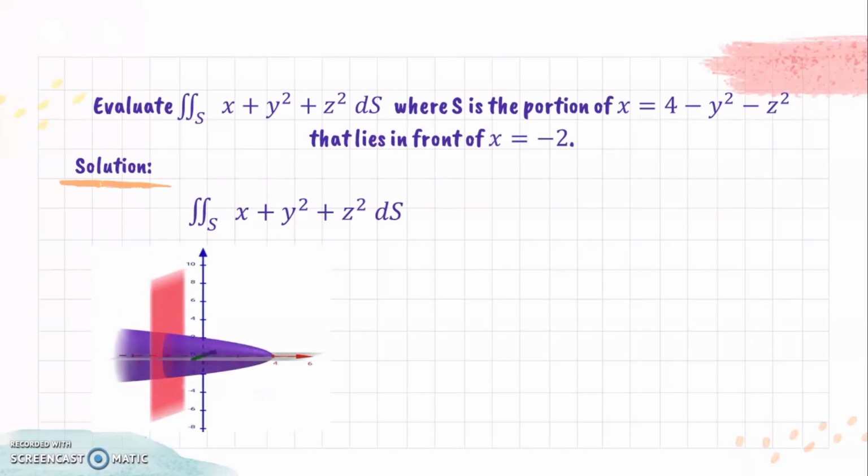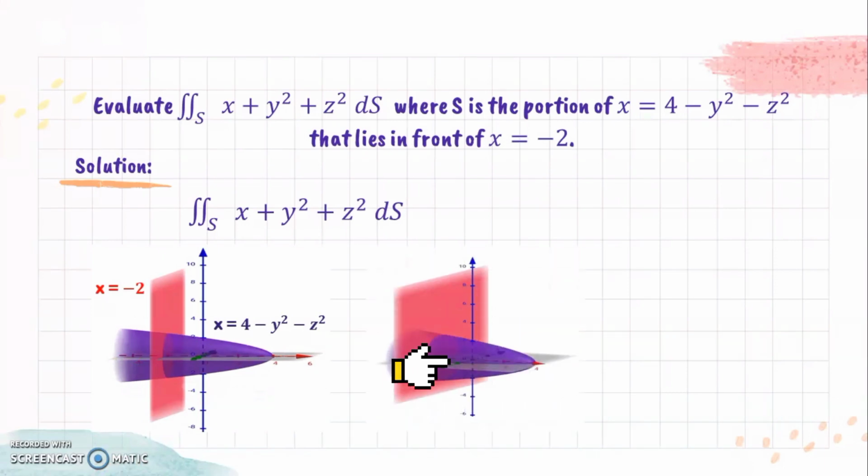So, the violet region represents x equals 4 minus y squared minus z squared, while the red plane represents x equals negative 2. Note that the surface in this problem is only this elliptic paraboloid and does not include the cap at x equals negative 2. So we are only concerned with what lies in front of x equals negative 2.